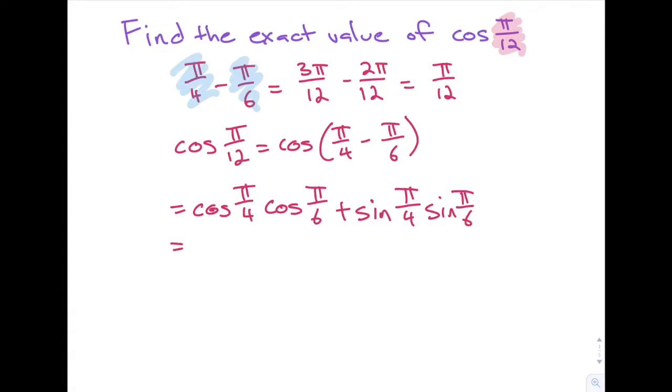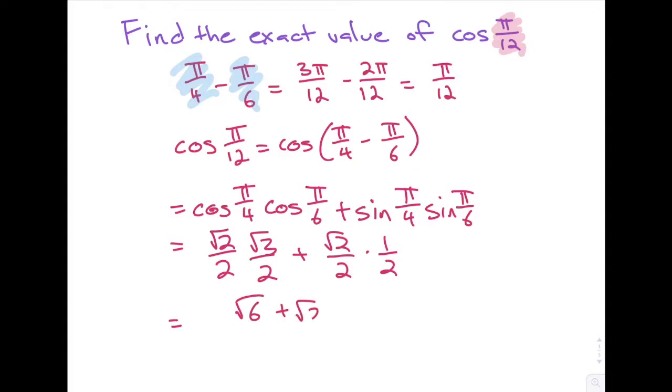So now, cosine pi over 4, we know that's root 2 over 2. Cosine pi over 6, we know that's root 3 over 2. Sine of pi over 4 is root 2 over 2. And sine of pi over 6 is 1/2. So now we just combine all of this. Root 2 times root 3 is root 6 over 4. Root 2 times 1 over 2 times 2 is root 2 over 4. So we have root 6 plus root 2 over 4. And of course, you could write that as a decimal if you wanted to, but this is good enough.